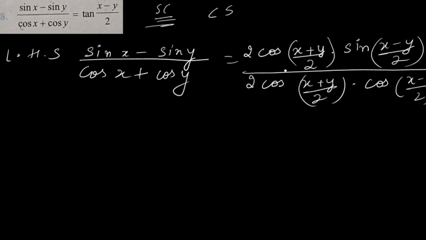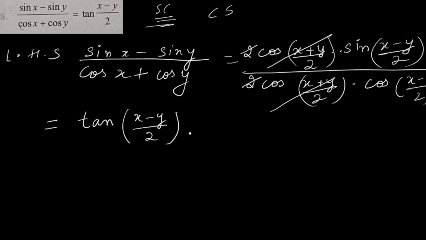So same function we can cancel up and down. First of all, 2 and 2 will get cancelled. Cos of x plus y by 2 and cos of x plus y by 2 will get cancelled because all the terms are getting multiplied. So what I am left with now is sine of x minus y by 2 by cos of x minus y by 2. Like in the previous question, we use the quotient relation. Here also the same thing, sine by cos is equal to tan of the same angle. So the angle is the same here, x minus y by 2. So x and y we can't solve further.